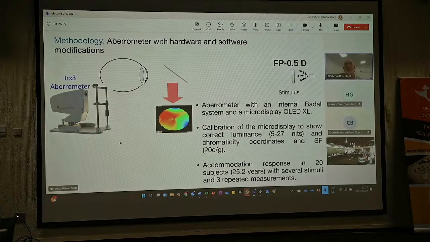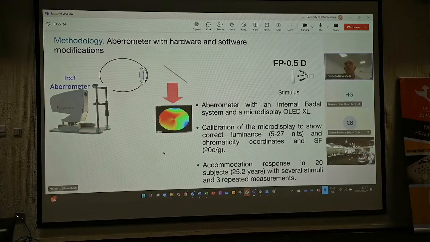We used a barometer in order to measure the accommodation response. In this case, it is the imaginary barometer. By the way, this barometer was presented for the first time in Mopane V in 2003 in South Africa. The good news is that this barometer has an internal bowel system that can see the vergences of the stimulus for a very large range.